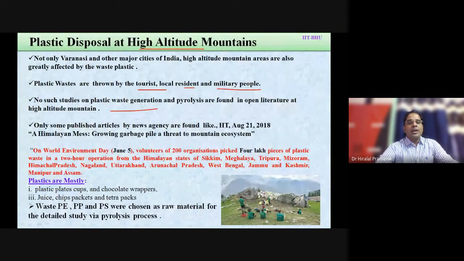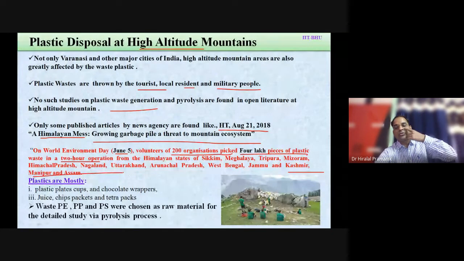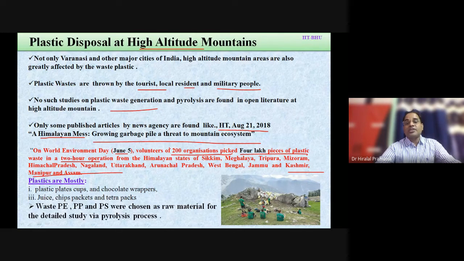Only some articles published by news agencies like Hindustan Times in 2018: a Himalayan mess, a growing garbage pile, a threat to the mountain ecosystem. On World Environment Day, 5th June, volunteers of 200 organizations picked 4 lakh pieces of plastics in 2 hours, across Himalayan states from Sikkim, Meghalaya, up to Kashmir, and this side Manipur, Assam as well.